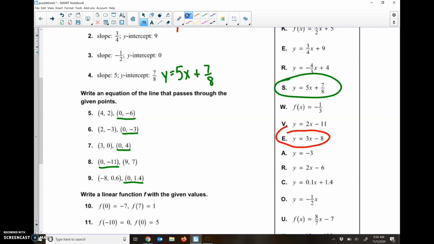All these problems, like next section, they won't always give you that. So we're going to have to do some more math to figure out the y-intercept. But section 1, they kind of ease you in and give you all the y-intercepts if you know what to look for there. So we still do need to find the slope.